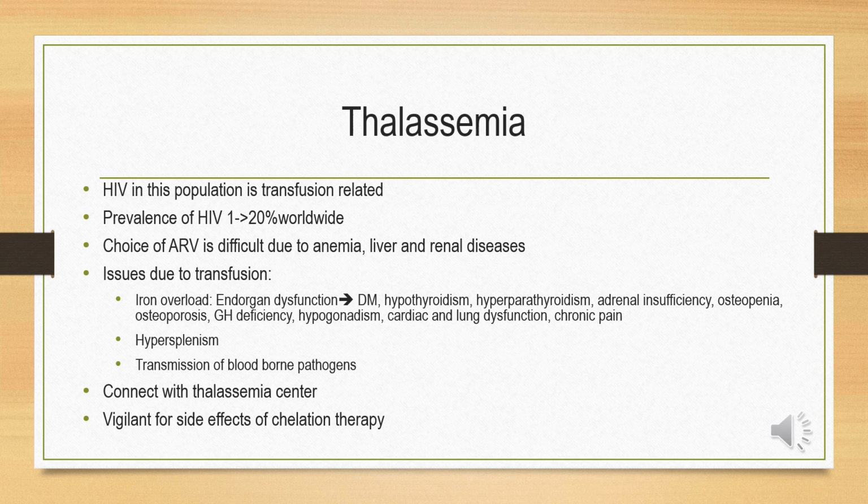There are certain issues which are related to thalassemia management. Number one are the issues related to transfusions, and these are iron overload, hyperlipidemia, and transmission of blood-borne pathogens. The iron overload may cause organ dysfunction and multiple endocrine pathologies, along with cardiac and lung dysfunctions and chronic pain. Hypersplenism may result in early satiety, abdominal fullness, and pancytopenia. And then the transmission of blood-borne pathogens results in acquiring different infections.